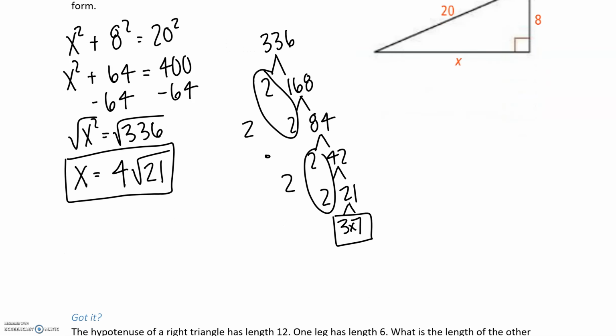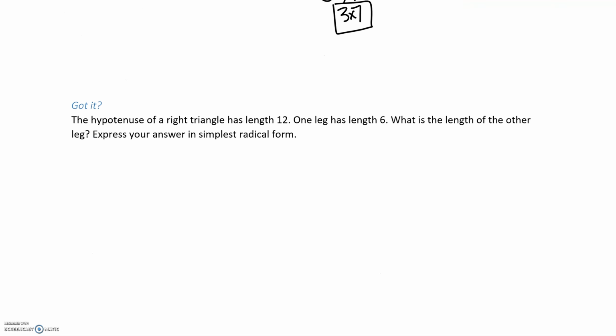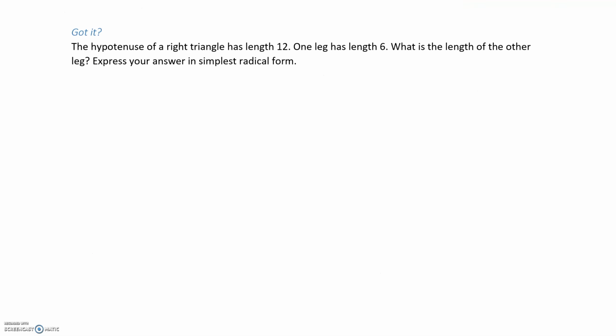Move on to the next one that we have. So if you feel comfortable doing the got it problem by yourself, go for it. If you don't, you can follow along still.